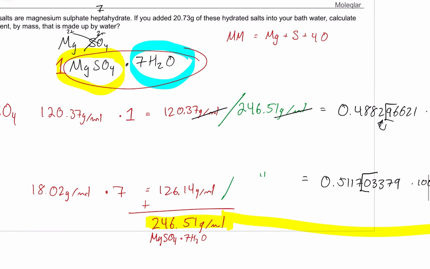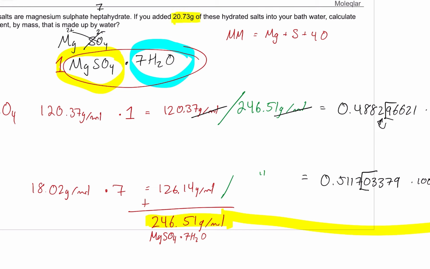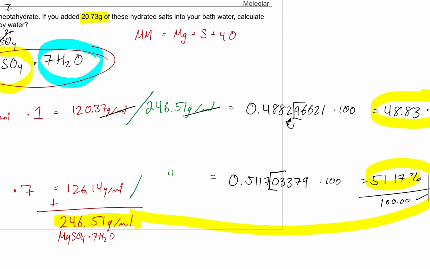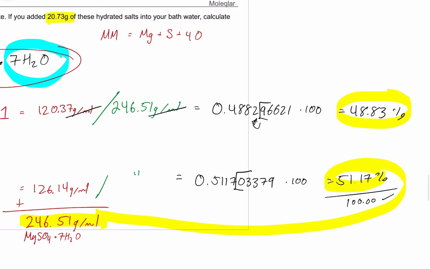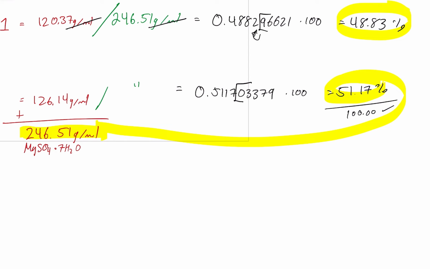Now, going back to the question, it's asking us that if we had a sample of 20.73 grams of these hydrated salts, what is the total mass of that made up of water? So all we can do is, we already know that 51% of any kind of sample is going to be made up of water. We can just apply that to the 20.73 grams. So we have 20.73 grams of our hydrate, and we know that 51% of it, or 0.5117, is going to be made up of water.